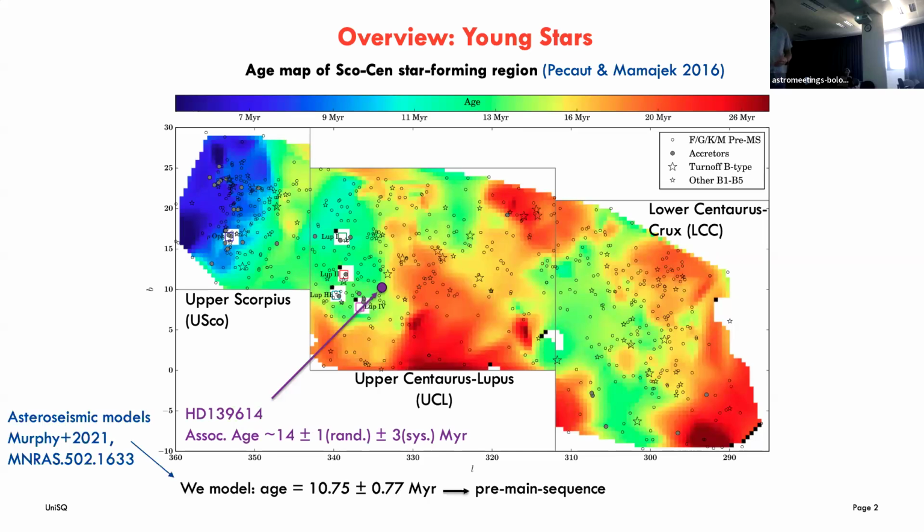But with asteroseismology, we can actually model that age. And for this particular star, we get an age of 10.7 megayears with an uncertainty of around 10%. So we can actually do quite a lot better. And in this case, that indicates that this star is on the 3-month sequence. So that's sort of the overview of what we're about here, is trying to do asteroseismic ages and see how they can complement what we can get through other means.